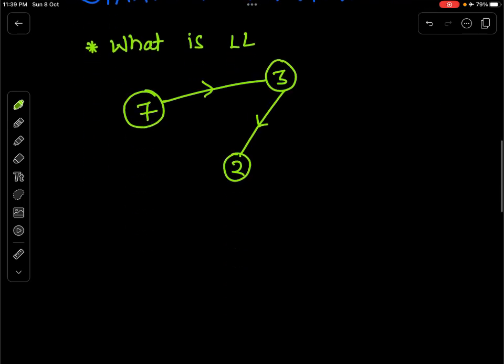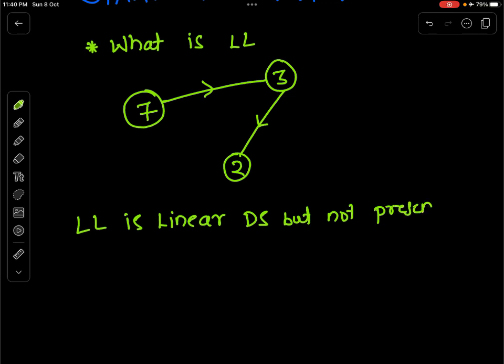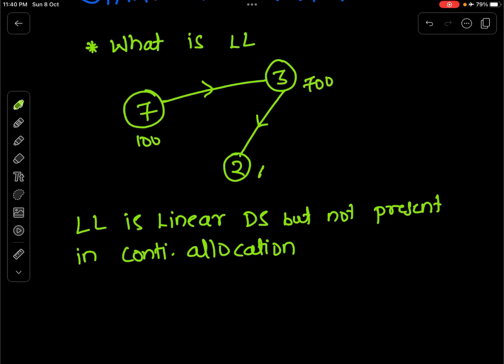So simply I will say that linked list is a linear data structure but not present in contiguous allocation. As I showed you, 7 might be present at an address, say for example 100, 3 is present at an address, say 700, and 2 might be present at an address called 400. So what we basically did is we are also storing the address of the next element along with the element.